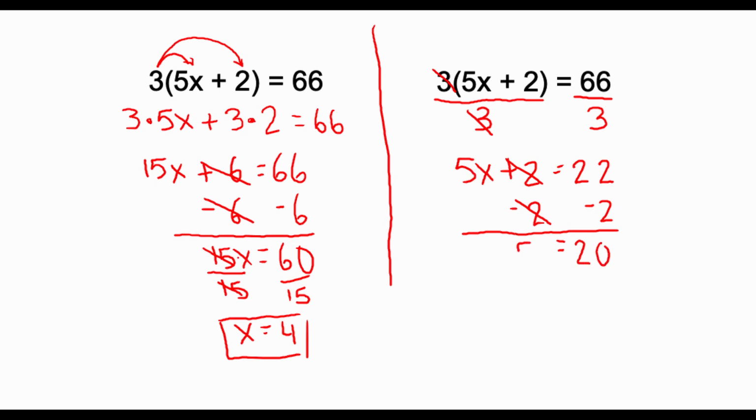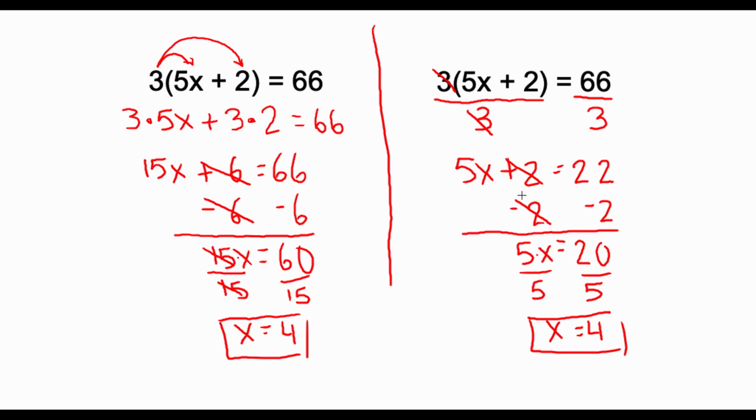Bring down the 5x, and here I'm going to divide both of them by 5 because the coefficient was 5, and you always divide by the coefficient, similarly to what we did over here to get rid of the 3 in front of parentheses. Now x equal to, of course, is going to be the same answer, 4.